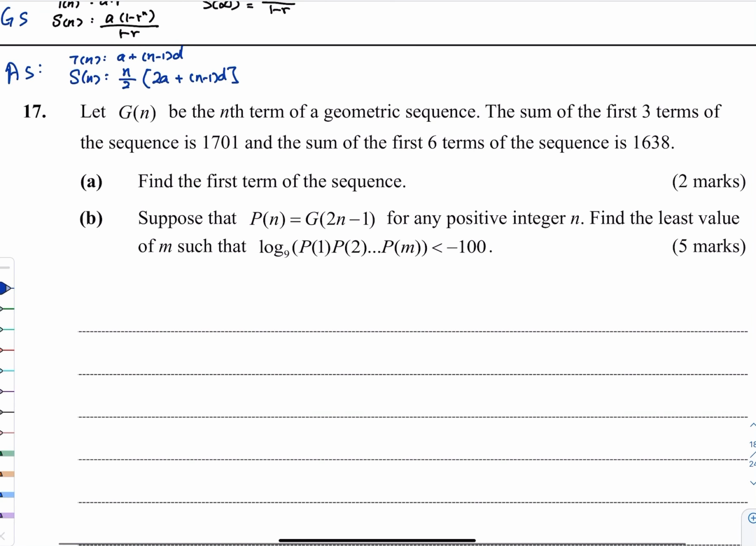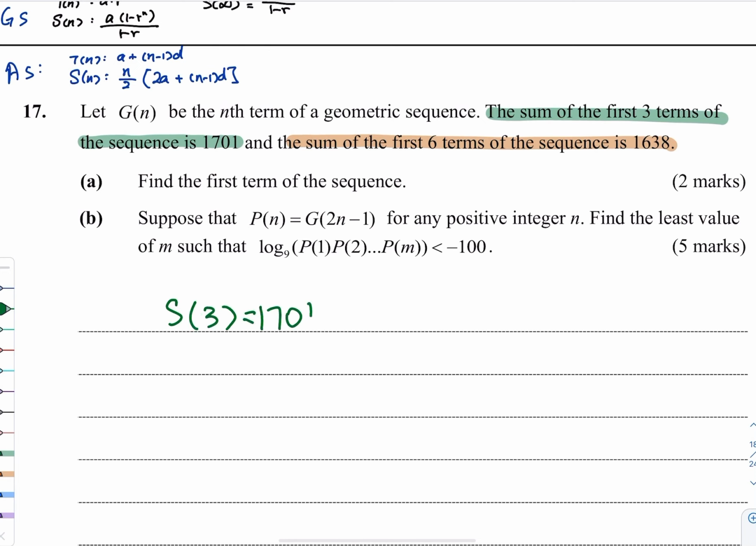Anyways, so this one first. Now that we already know it's a GS. In the next line, the sum of the first 3 terms is 1701, and the sum of the first 6 terms is 1638. So the first one first, the sum of 3 terms. So S3 will be 1701. How do I find the S3? Of course, if you use the original method like this one, it is possible, but that will take time. You will be much more confused.